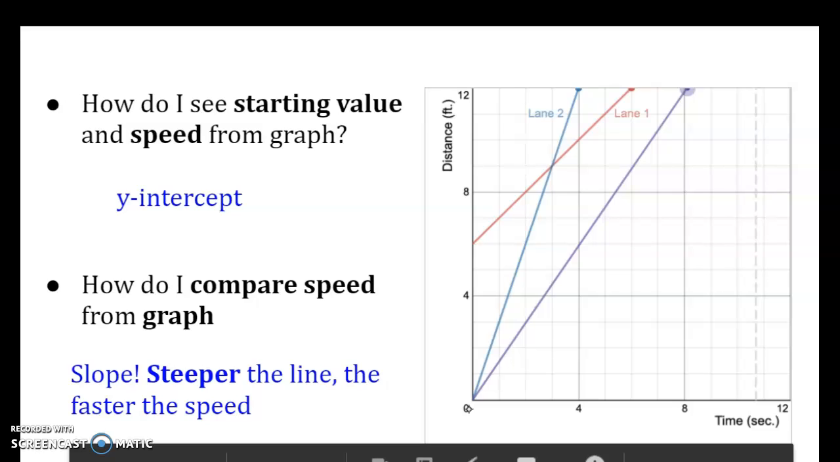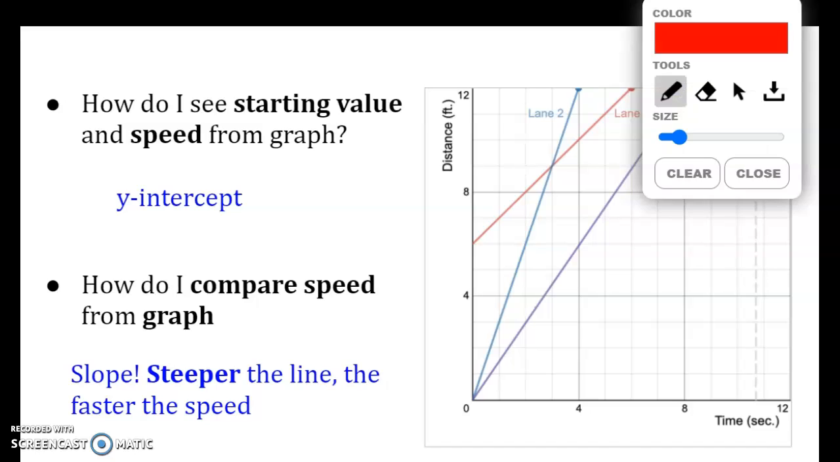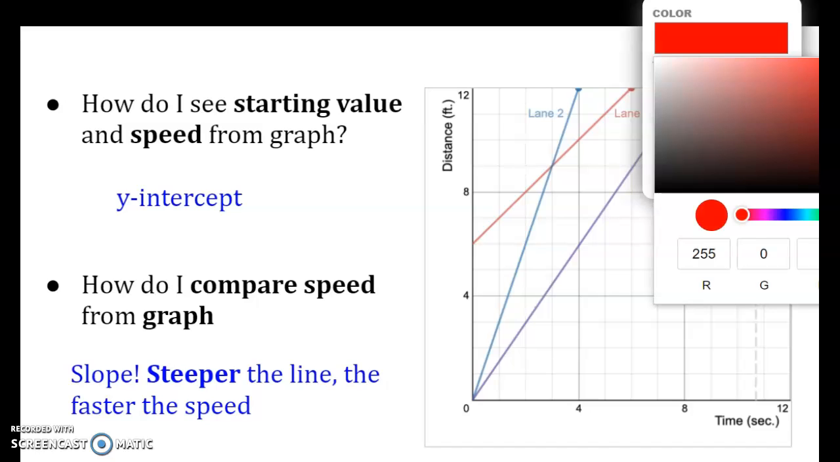That means for the purple turtle, when it moved 1 foot, or when x changed by 1, y changed by approximately 1 1/3. What about for blue? When x changed by 1, y changed by 3. As opposed to the red turtle, when x changed by 1, y changed by 1.